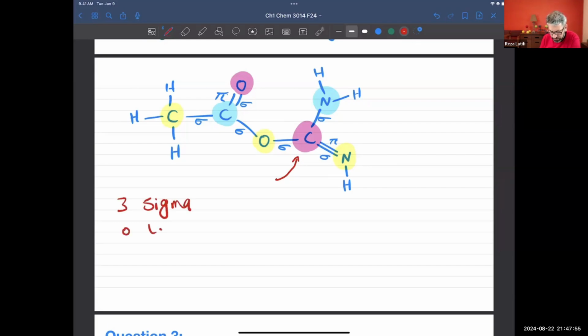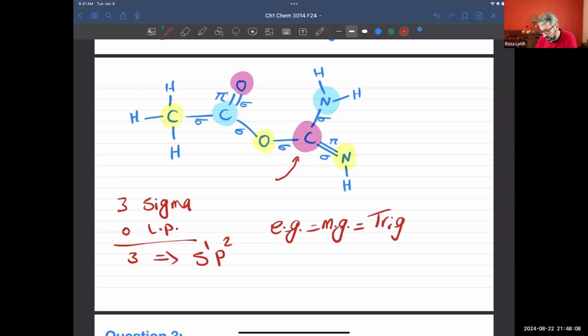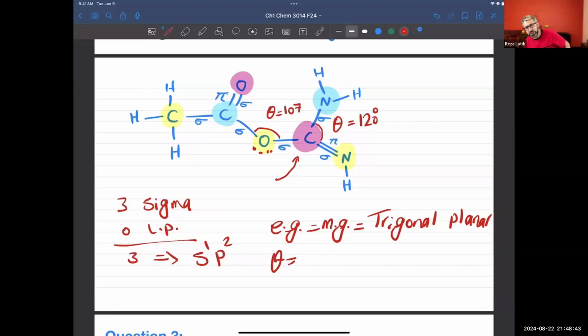and 0 lone pair. So the hybridization will be sp2, and both electron and molecular geometries will be equal, trigonal planar. And theta, which theta? For example, let's say this theta. That theta is expected to be around 120. And the theta that we had for oxygen, we said is going to be something around 107.